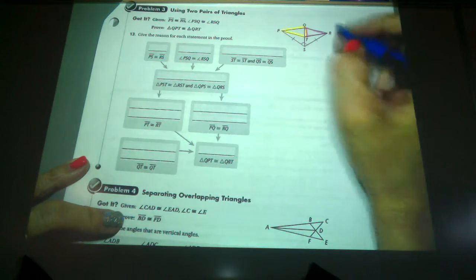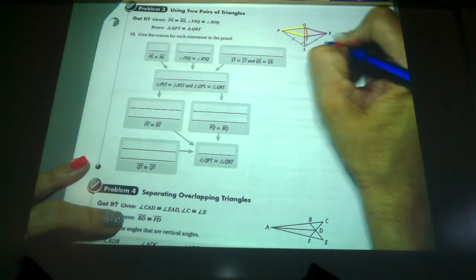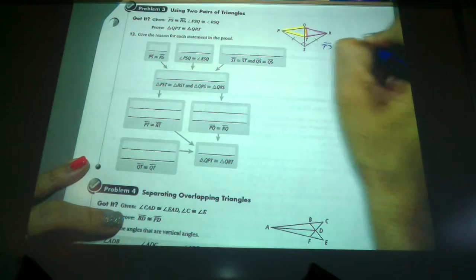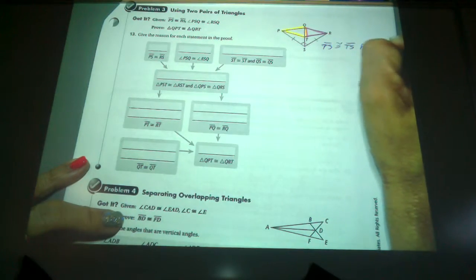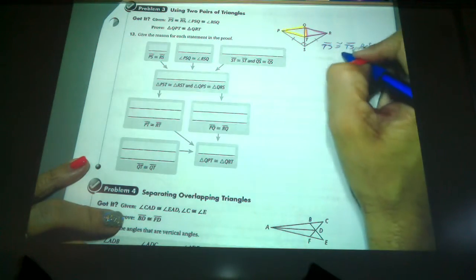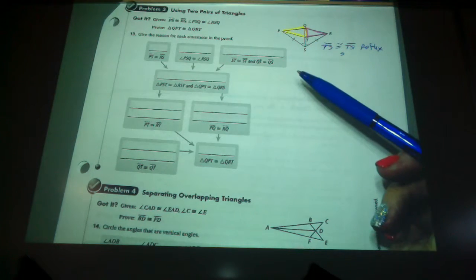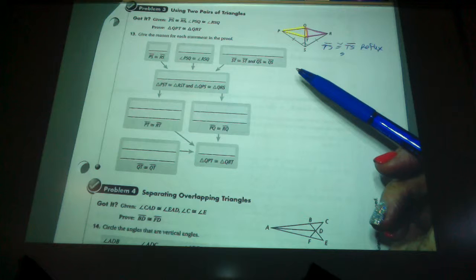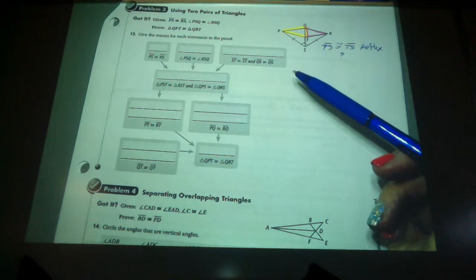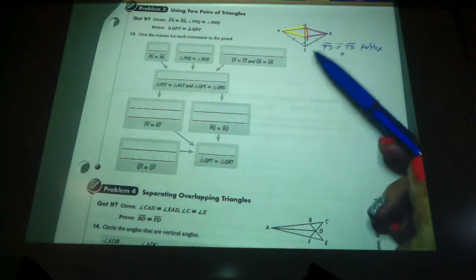TS is equal to TS, right? So we've got side TS is congruent to side TS by reflexive property. So that's something that could be used, and that would be an S. So you've got two S's and an A. Is that SSA or SAS? And can you prove by SSA? Nope. So it better be SAS. Is it SAS?